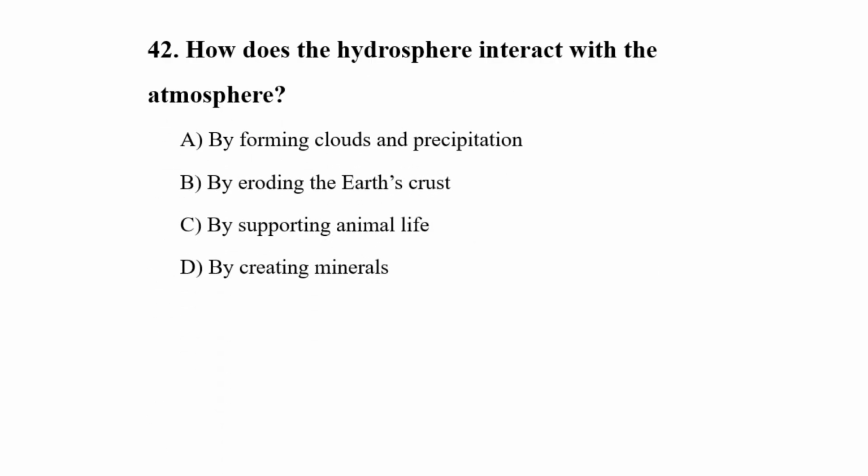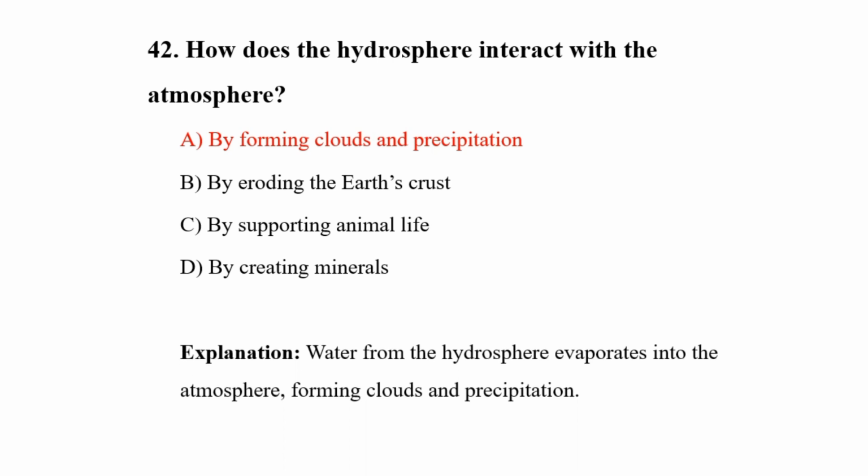Question number 42. How does the hydrosphere interact with the atmosphere? A. By forming clouds and precipitation. B. By eroding the Earth's crust. C. By supporting animal life. D. By creating minerals. The answer will be by forming clouds and precipitation. Water from the hydrosphere evaporates into the atmosphere, forming clouds and precipitation.